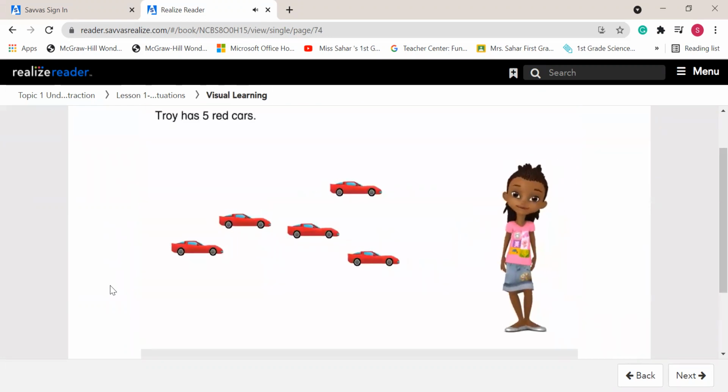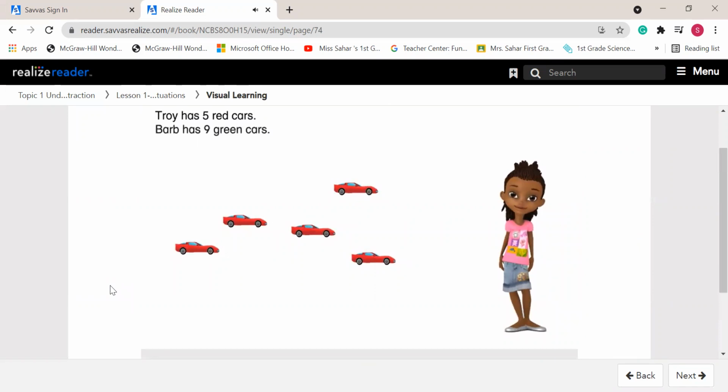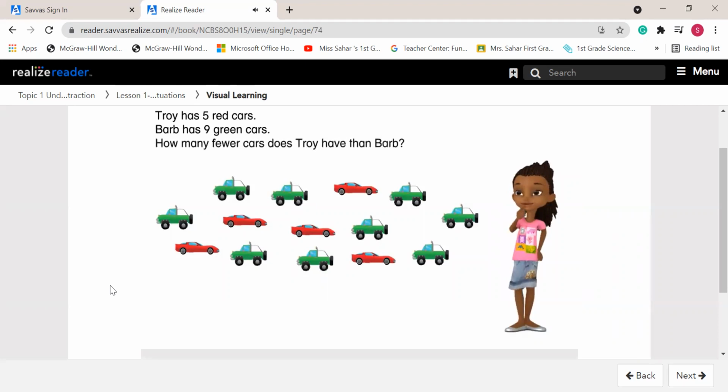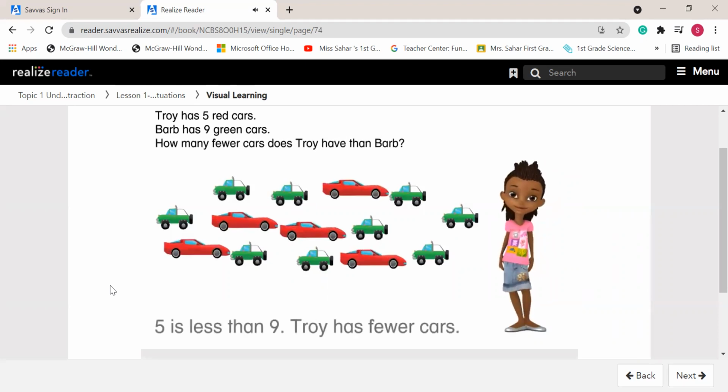Troy has 5 red cars. Barb has 9 green cars. How many fewer cars does Troy have than Barb? 5 is less than 9. Troy has fewer cars.